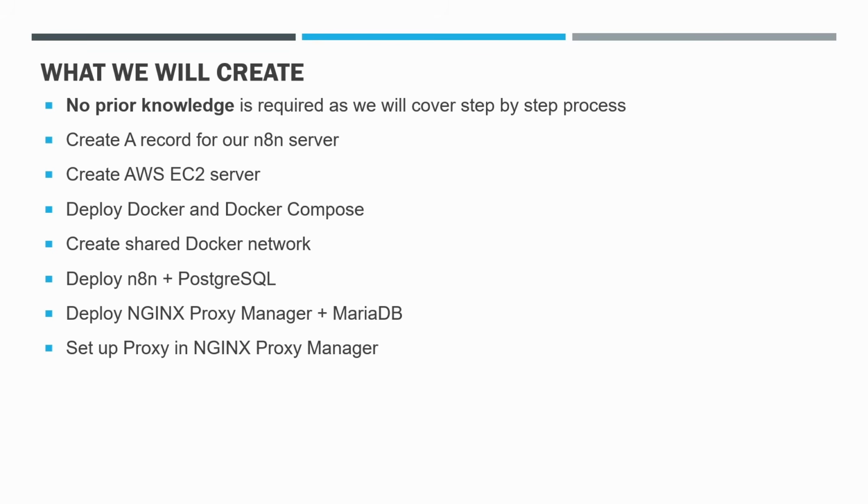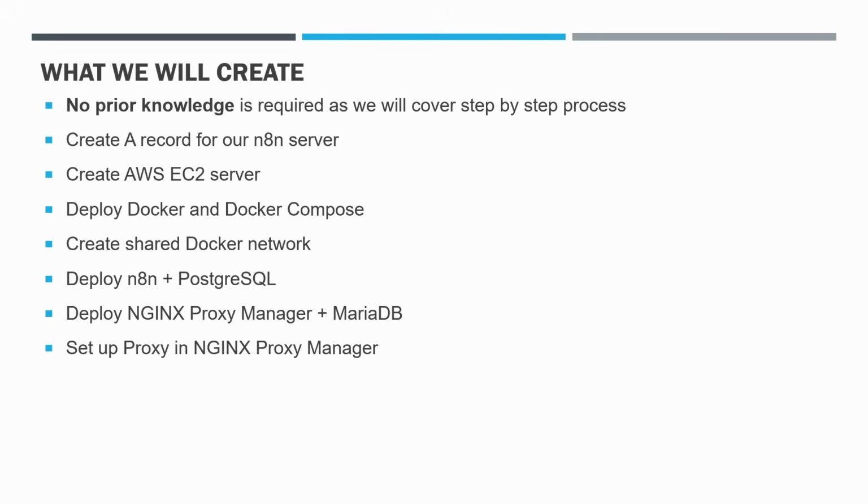Second step, we'll create our AWS EC2 server. And then in the same EC2 server, we will deploy Docker and Docker Compose. And then we'll create a shared Docker network. I will explain the Docker architecture in the next slide, how we'll be configuring our containers. And then we will deploy N8N and PostgreSQL. So we'll use PostgreSQL as a backend for N8N.